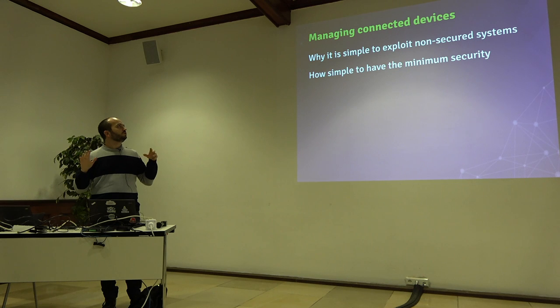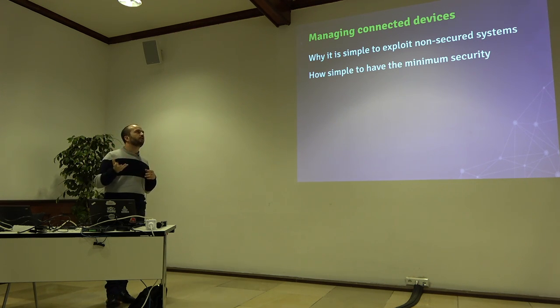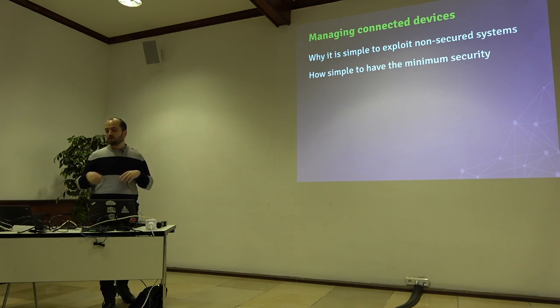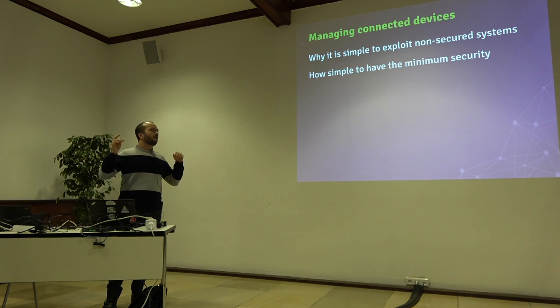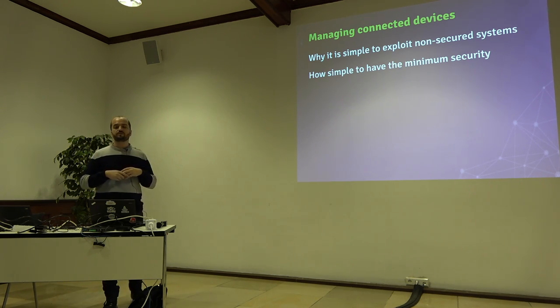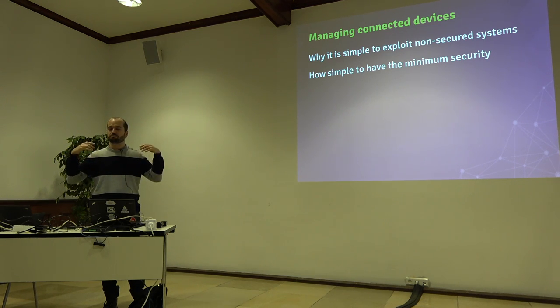What I'm going to try to explain in this presentation is that it's simple to exploit a non-secure system, by doing a small demo, and also why it's not so difficult to have minimum security, especially when you use Eclipse IoT projects, most of which provide some security features like authentication and encryption.